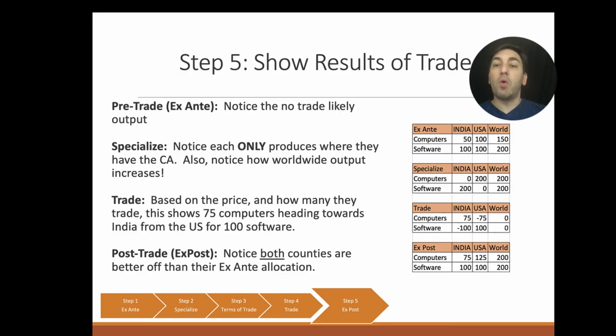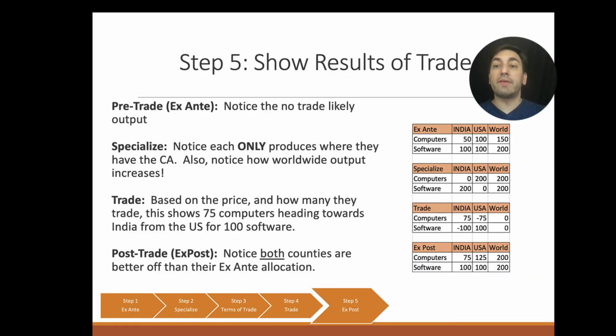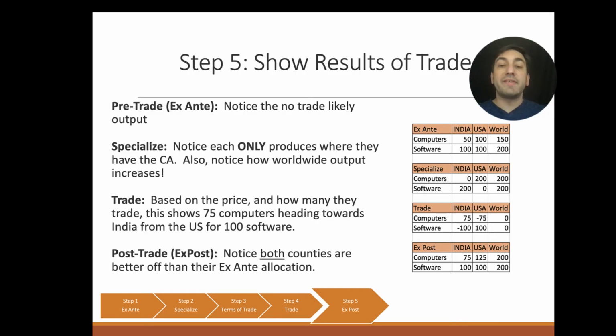Where were they before? Well, the ex-ante condition was India was going to produce 50 computers and 100 software, and the US was going to produce 100 of each, and the world had 150 computers and 200 software. Then we specialized. India was going to only produce software, and the US was only going to produce computers. And we ended up with more computers in the world. Then we said there were going to be 75 trades.